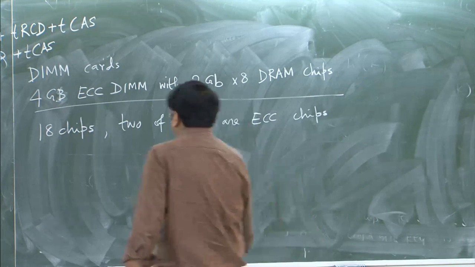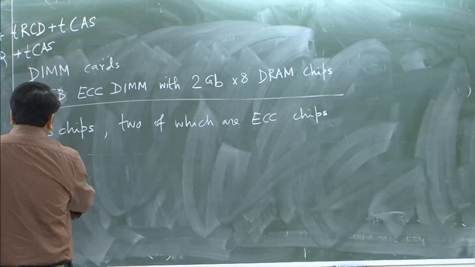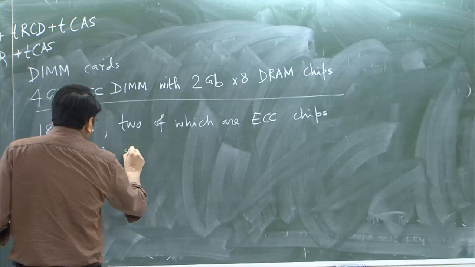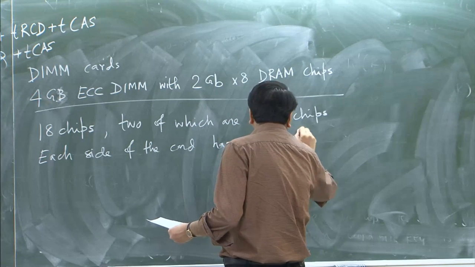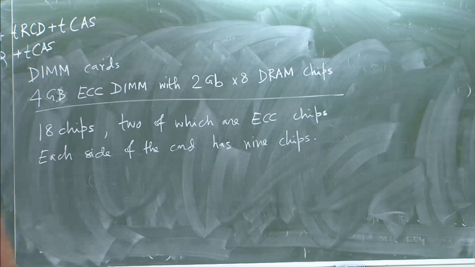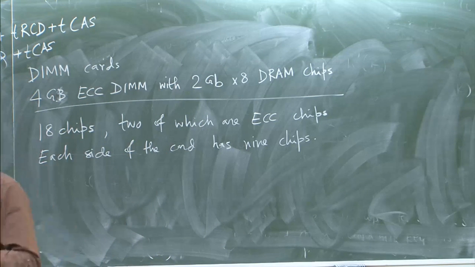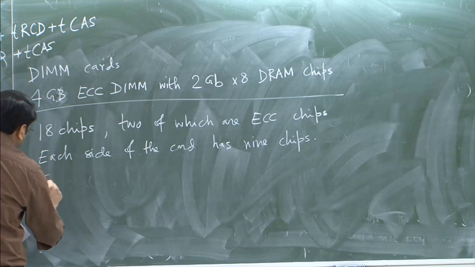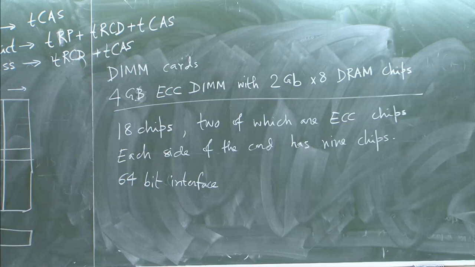All right, so we have 18 chips, two of which are ECC chips, so 16 are data chips. Each side of the card has 9 chips. There will be some small control chips also on the combo card, but we are ignoring them. And this X8 here means that each DRAM chip can provide 8 bits of output. Whenever you send a particular command to the DRAM chip, it can either write or read 8 bits. Usually, these DIMMs have a 64-bit interface with a memory controller.